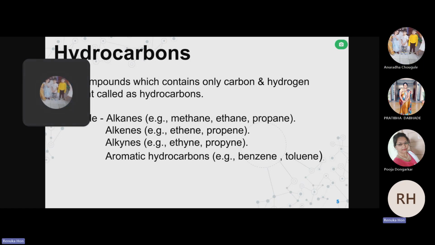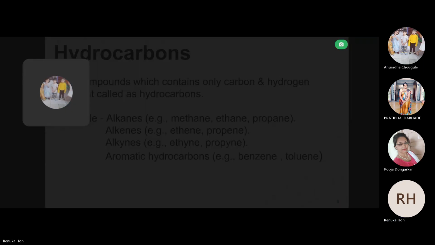Very good. And the last one, aromatic hydrocarbons. In that, alternate single and double bonds are present. These are cyclic compounds, like the basic benzene ring. These are the basic differences between them. Understood what is hydrocarbons? Yes, ma'am.